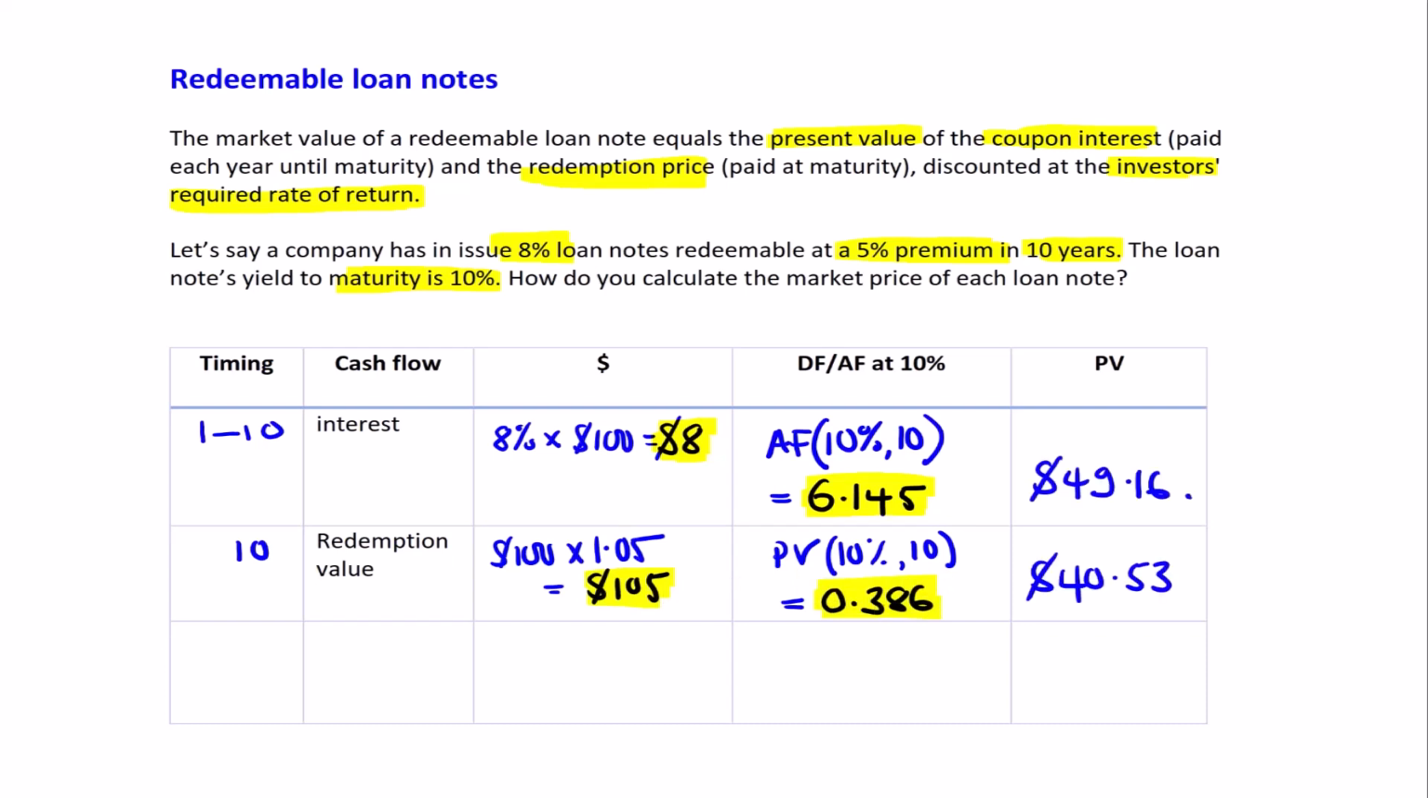So that gives 49.16 and 40.53. You now simply total those up to get the market price of the loan note, which is 89.69. So again, learn this as a stepped process.